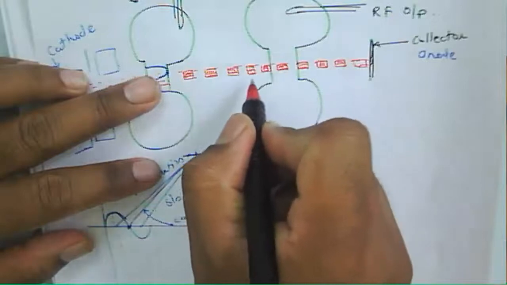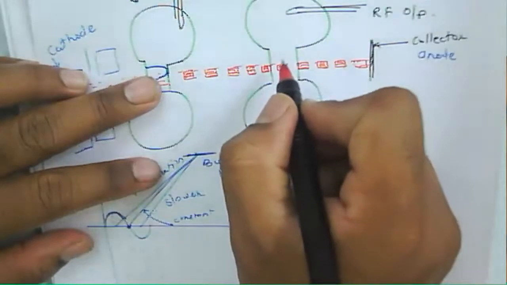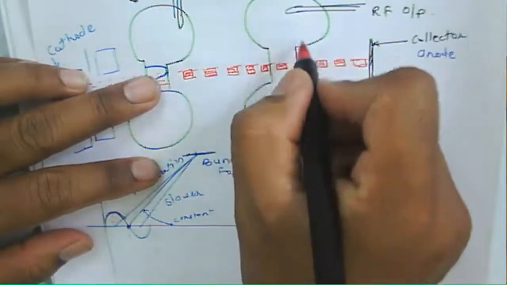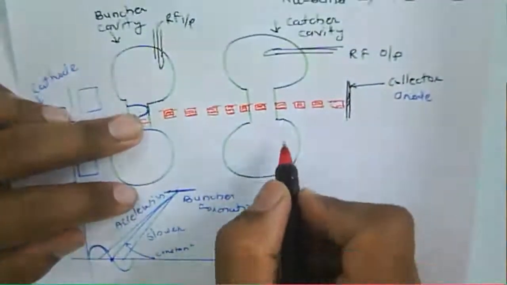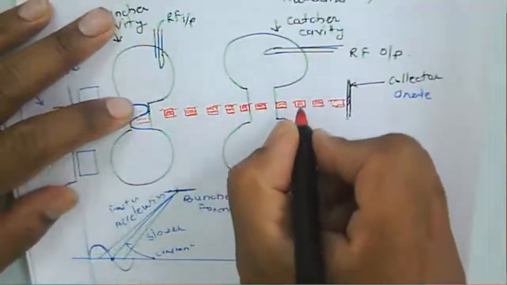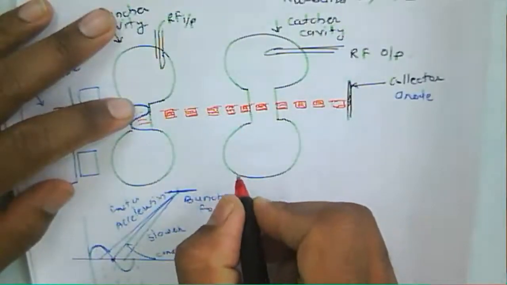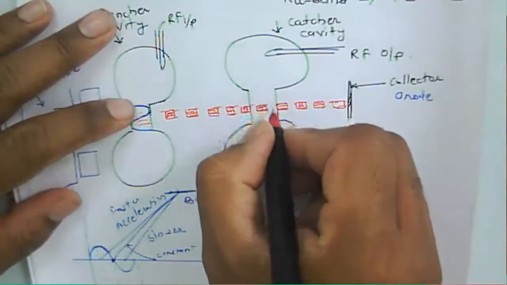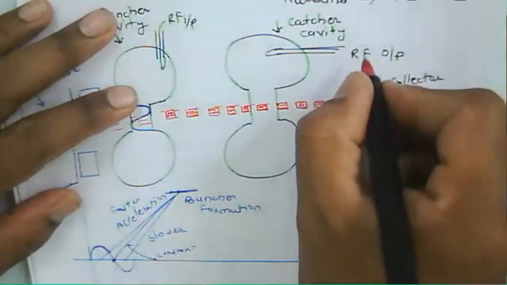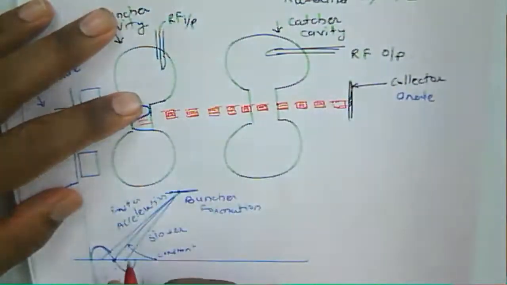When the bunches come near the catcher cavity, they give up their energy to the catcher cavity. Because the bunches give energy to the catcher cavity, the RF field gets amplified. That is why there is a strong field in the catcher cavity, and because of that strong field the RF gets amplified, so we get an amplified output from the catcher cavity.